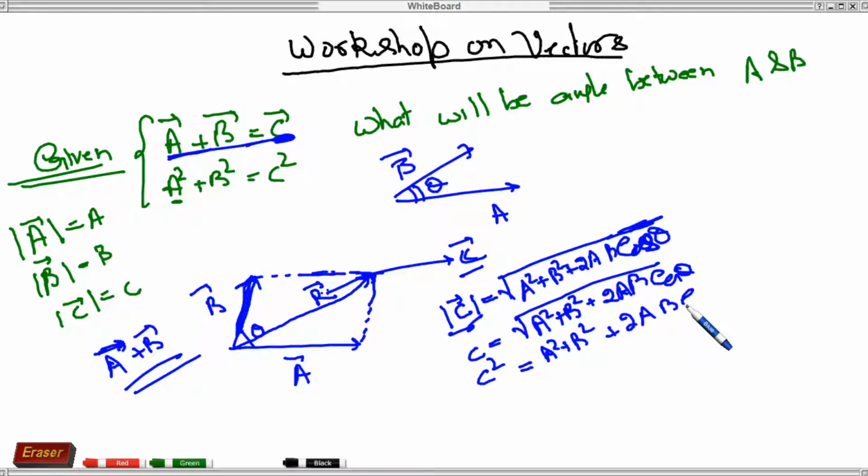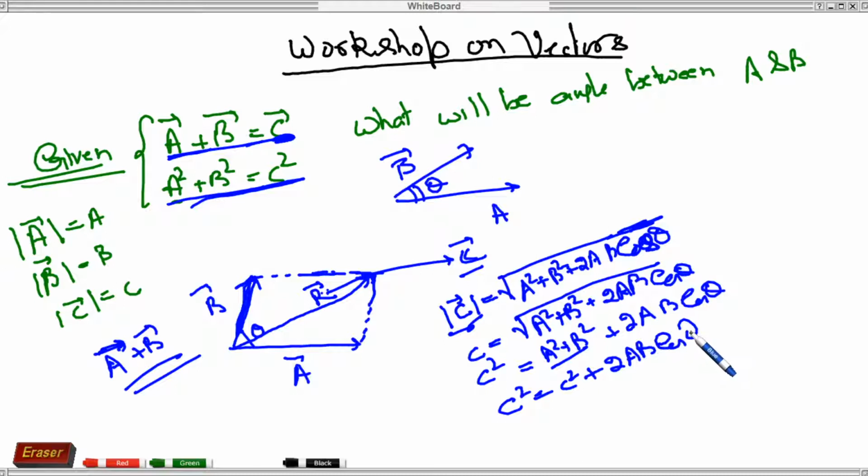And we are given this thing also. So put it here. A square plus B square will be equal to C square, so A square plus B square equals A square plus B square plus 2AB cos theta. This gets cancelled. So you have 2AB cos theta is equal to 0. This is possible only when, let me draw one graph.